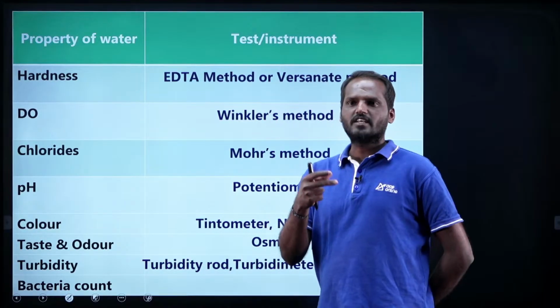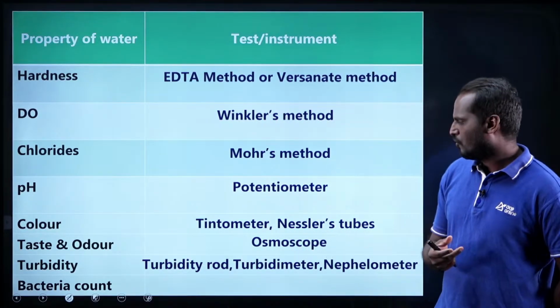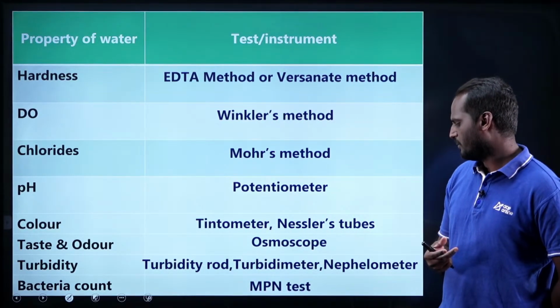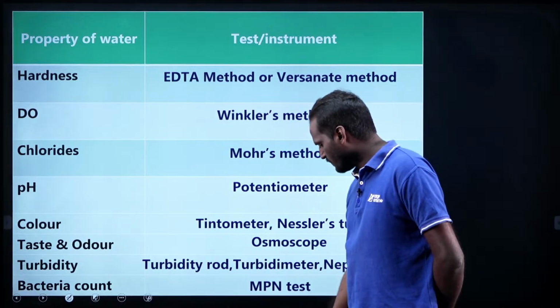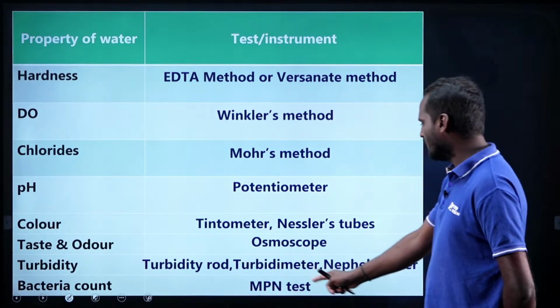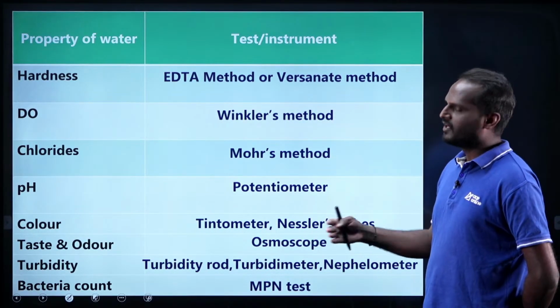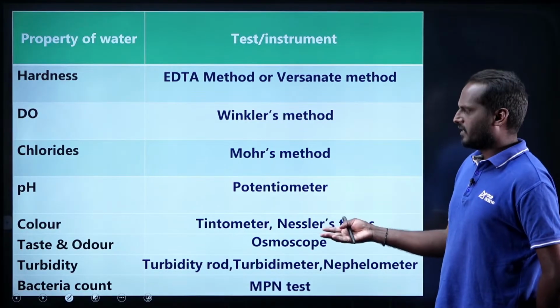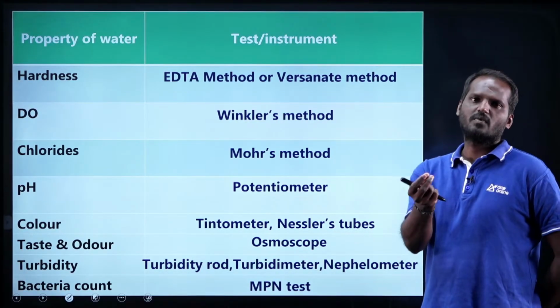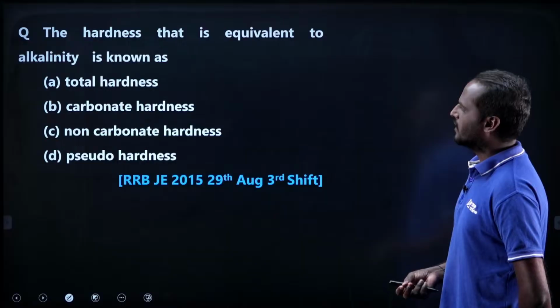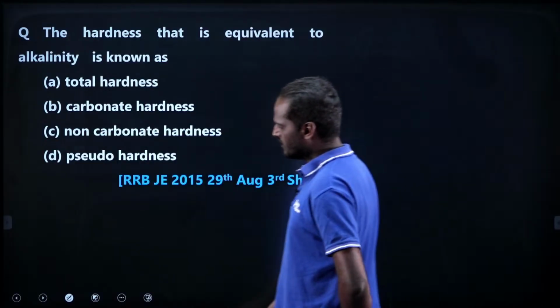Now bacteria count. Bacteria count can be expressed in MPN, most probable number test, right? Try to answer these questions, my dear. You can recall this from your memory quickly with the help of a small PYQ, right?